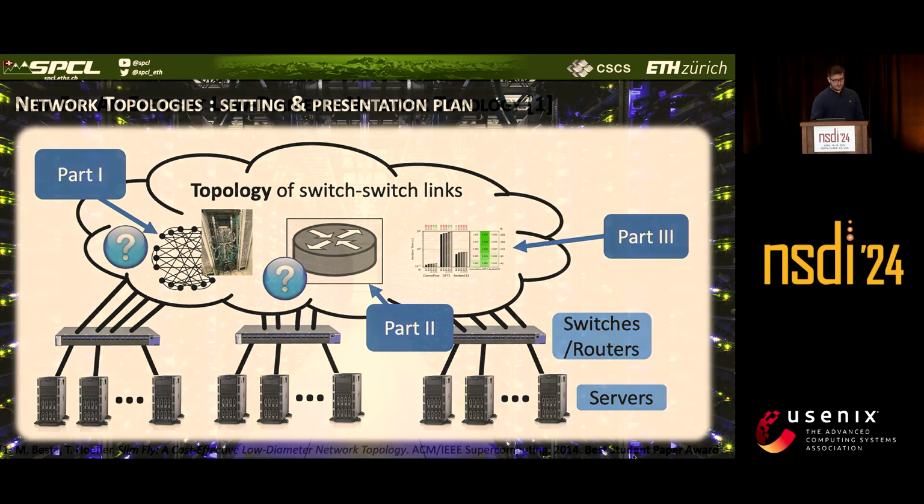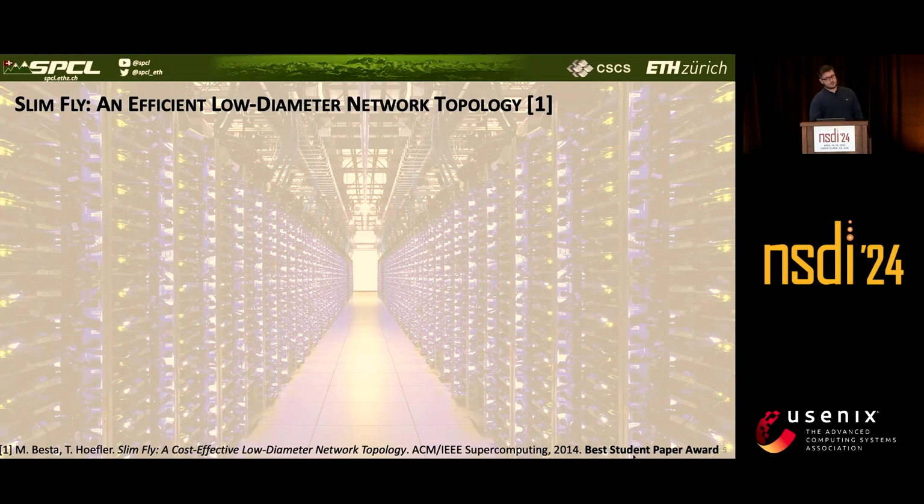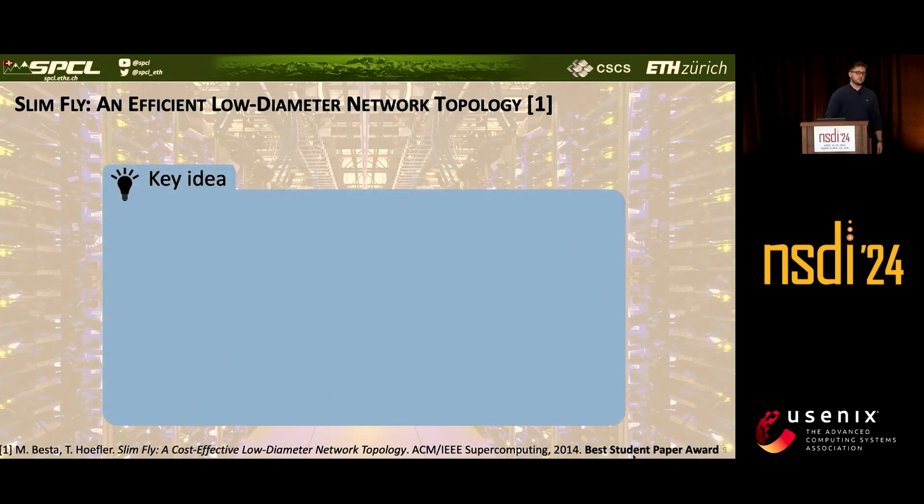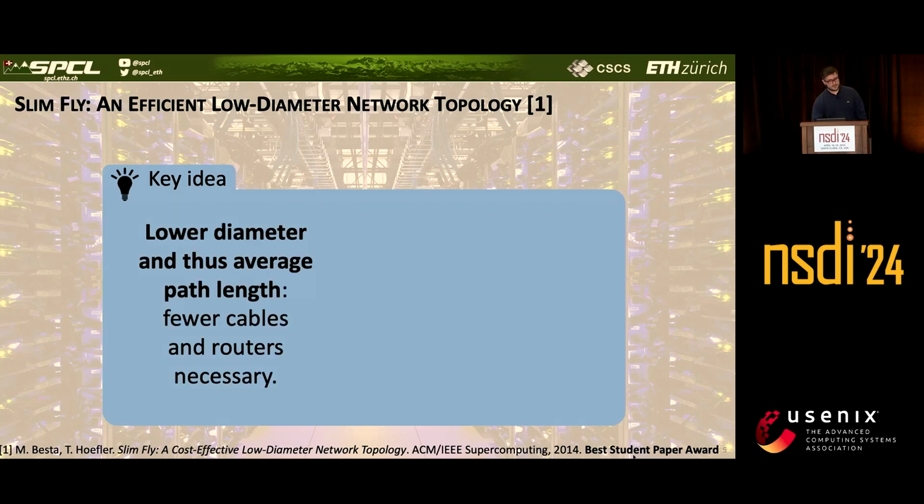Okay, so SlimFly, what is SlimFly? SlimFly is a low diameter topology, which essentially just means that it has at most 2 hops between any endpoint pair. And this is one of the first ones that were proposed back in 2014 with this kind of property of having a diameter lower than 3. And the key idea here is that by lowering the diameter, we are basically reducing the average path length, right? And this means we need fewer cables and fewer routers to connect them.